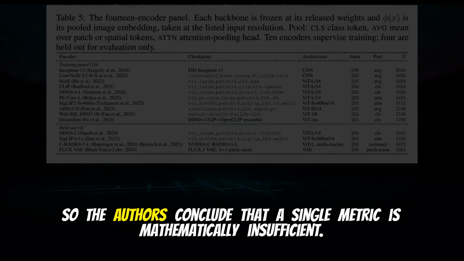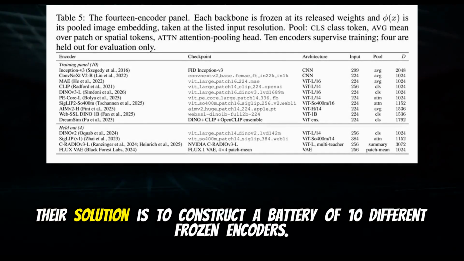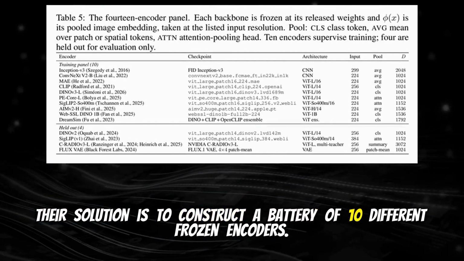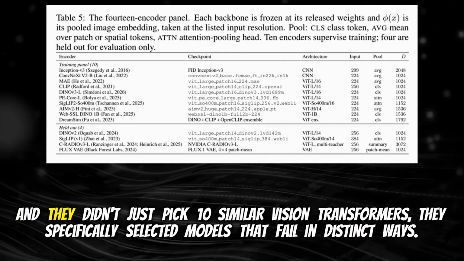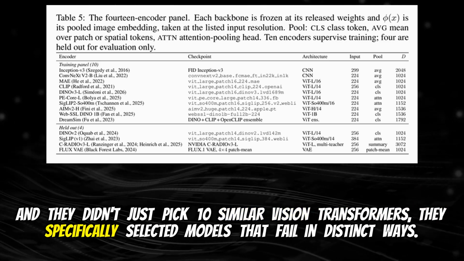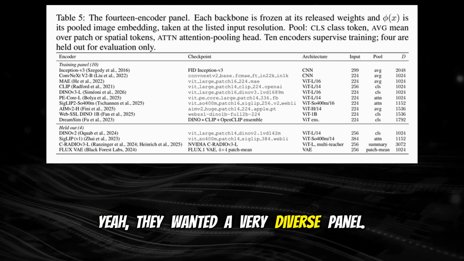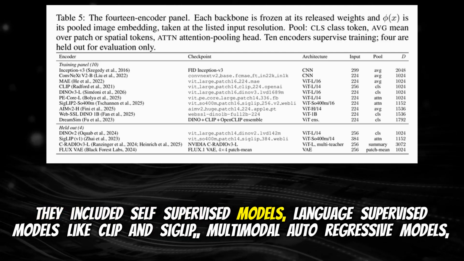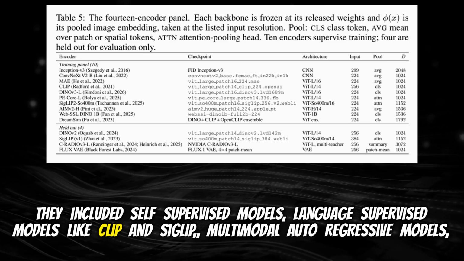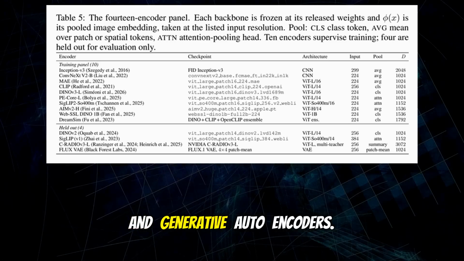Exactly. So the authors conclude that a single metric is mathematically insufficient. Their solution is to construct a battery of 10 different frozen encoders. And they didn't just pick 10 similar vision transformers, they specifically selected models that fail in distinct ways. Yeah, they wanted a very diverse panel. They included self-supervised models, language-supervised models like CLIP and SigLIP, multimodal autoregressive models, and generative autoencoders.